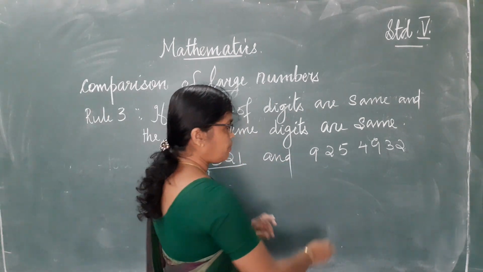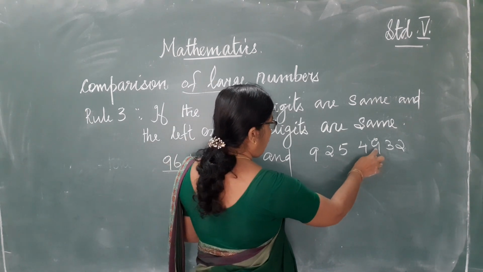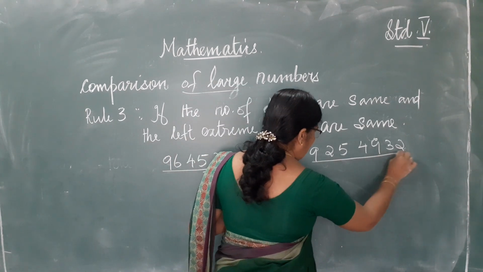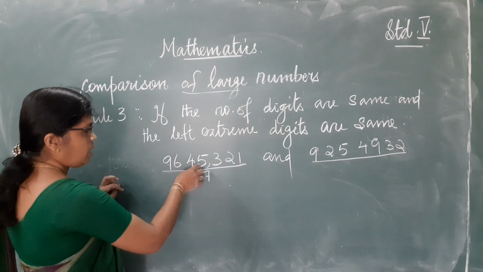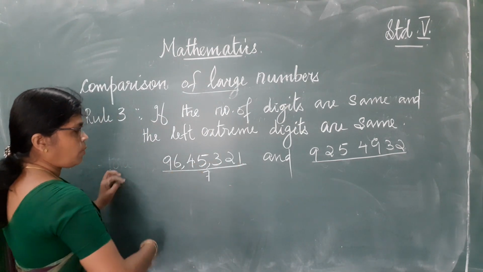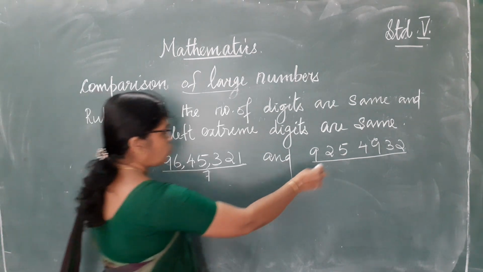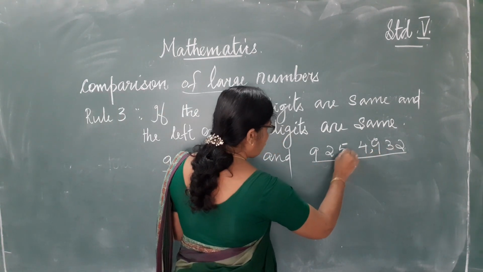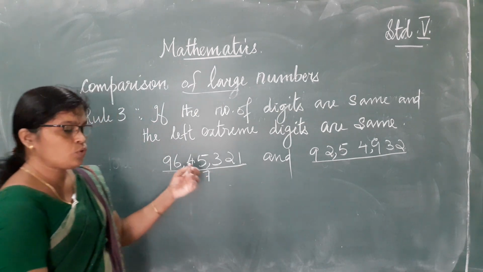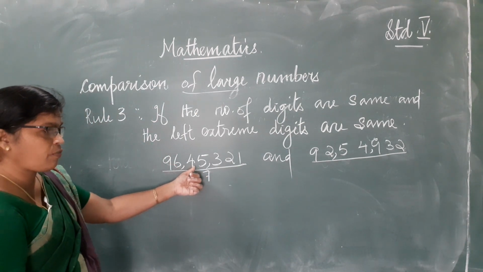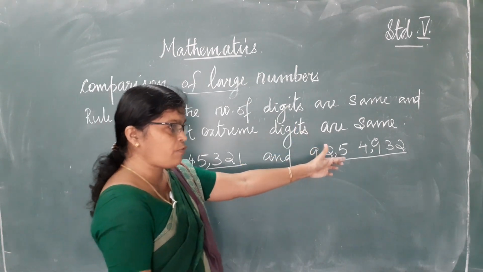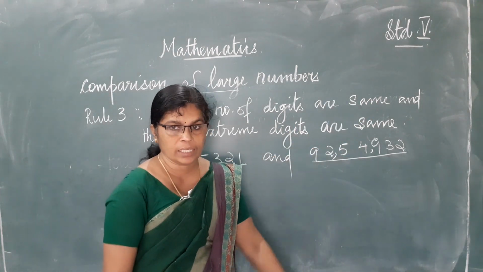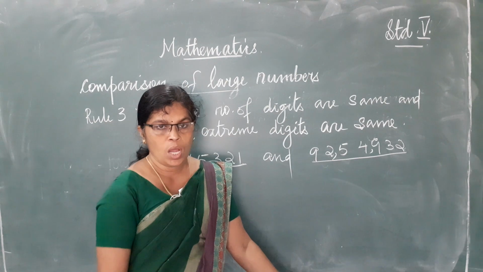Now see the next number. 1, 2, 3, 4, 5, 6, 7 digits are there. Then how will you read these numbers? Ones, tens, hundred, put a comma. And then thousand, 10,000, comma. Then lakh, 10 lakh. Here also ones, tens, hundred, thousand, 10,000, lakh. Now you see 96 lakh 45,321 and 92 lakh 54,932. Both the numbers we have to compare.